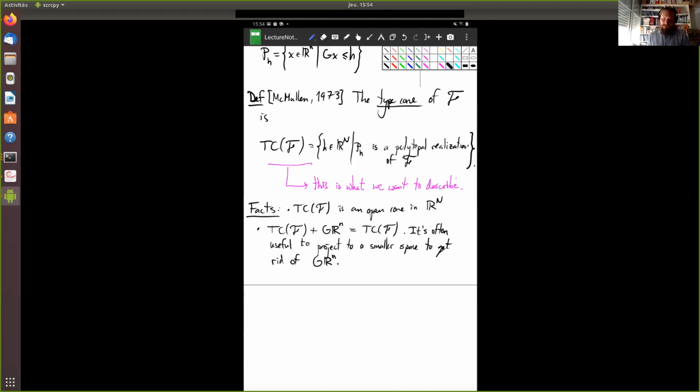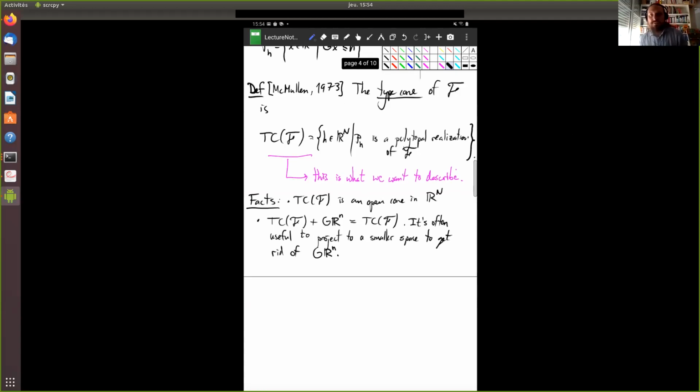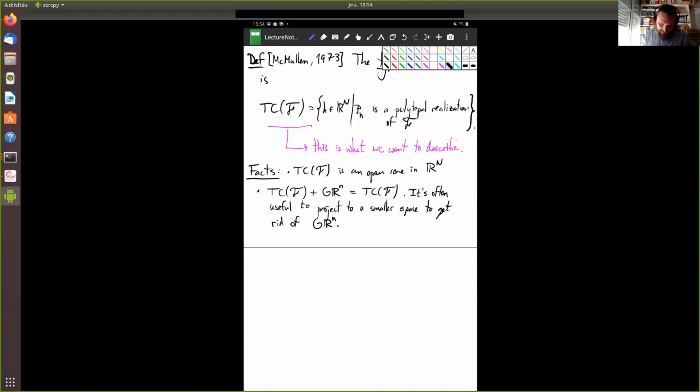Okay, good. So the type cone is a cone. How can we define it? A cone in R^N will be defined by inequalities as well. You have facets which are given by inequalities, and we want to describe them. And it turns out that we can do it. And the way to do it is as follows.